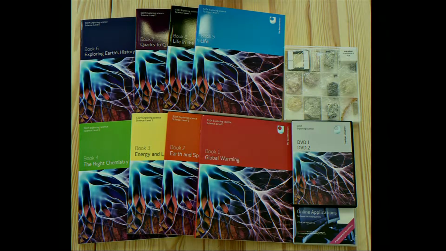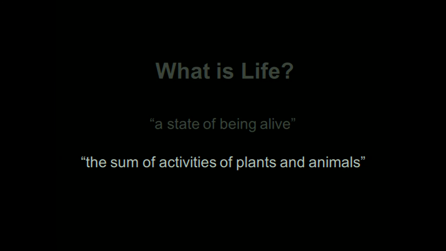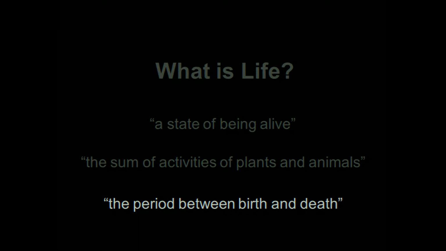But when I want to know about things like this, I go back to basics, and I went back to S104, our excellent introductory course to science, Exploring Science. And in there, it has some definitions of life. And this is what you learn at level 1, university science level. So what is life? It's a state of being alive. Yep, I quite like that one. It's the sum of activities of plants and animals. Yeah, right, whatever. And it's the period between birth and death. I mean, that's got to be the best one, hasn't it?